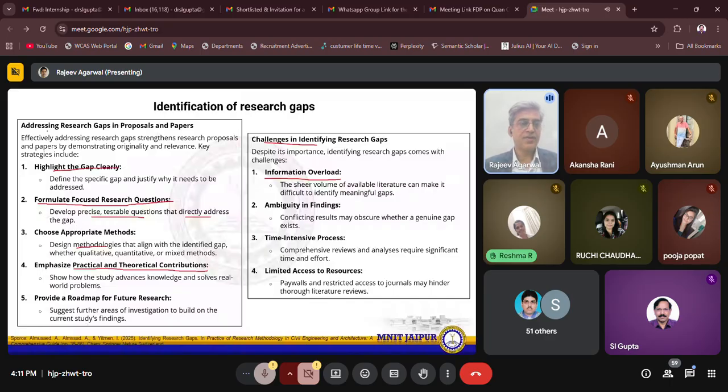Once you identify this gap clearly, define the specific gap, justify its need, choose an appropriate method, emphasize practical and theoretical contribution. Since you are doing this research and retrieving various databases, you need to understand it. Now just see the challenges. You have got a lot of information. Then there may be conflicting results, maybe a time intensive process, or maybe limited access to resources.